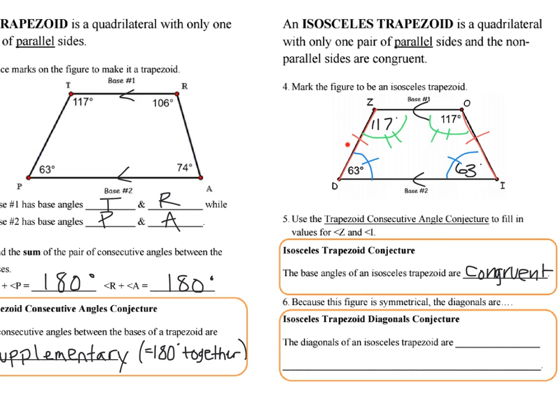Alright, so using hash marks we can see that these two base angles are congruent and these two here are also congruent. Because this figure is symmetrical, the diagonals, so this diagonal and this diagonal here, will be congruent in length. So the isosceles trapezoid diagonals conjecture states the diagonals of an isosceles trapezoid are congruent in length.